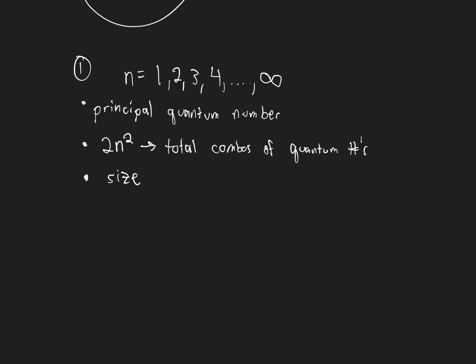Second quantum number is L. L starts at 0, and it can go all the way up to n minus 1. This is called the orbital quantum number or angular momentum quantum number.